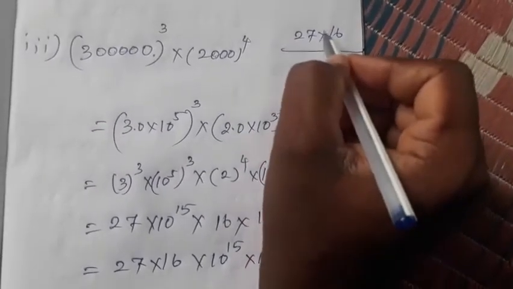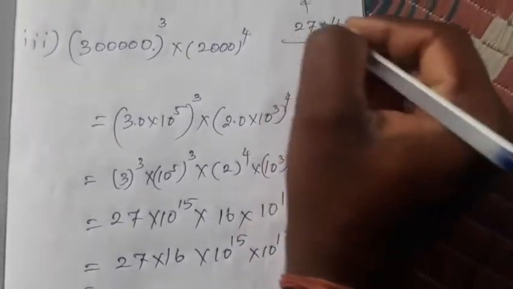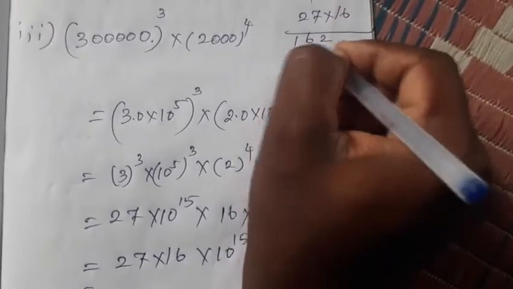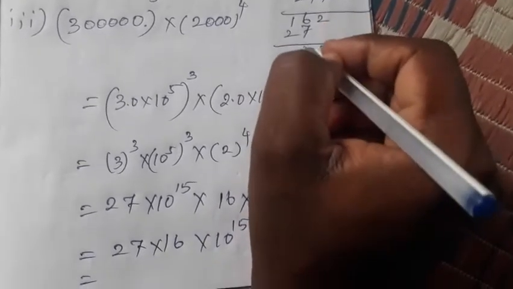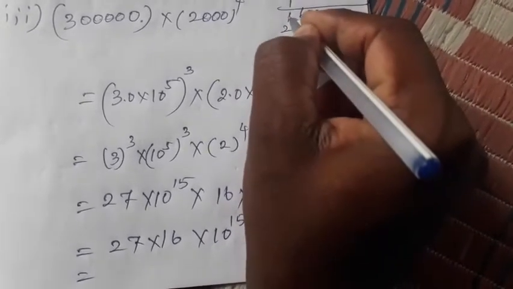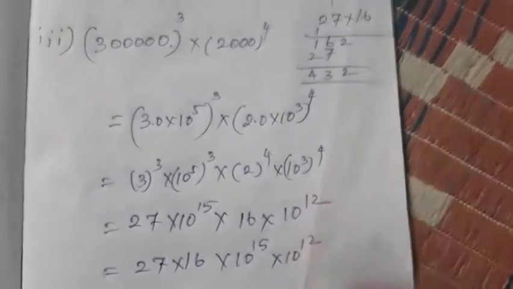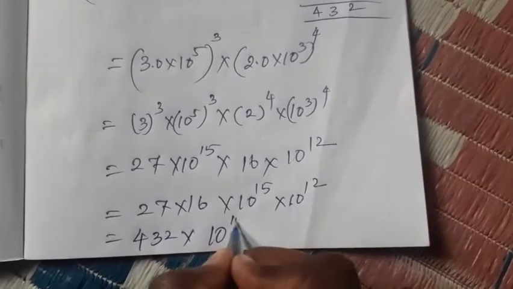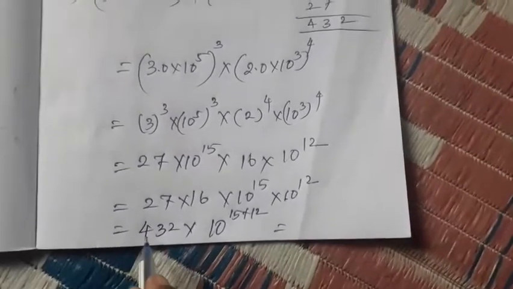See that. So 6 sevens are 42. Therefore put 2, remaining 4. 6 twos are 12. 12 plus 4 is 16. Next 1 into 7 is 7. 1 into 2 is 2, 27. Therefore here 2. 6 plus 7 is 13. Remaining 1. 1 plus 1 is 2. 2 plus 2 is 4. Therefore we can write 27 into 16 is 432 into 10 to the power. Yes, see that base common power we can add. Therefore 15 plus 12. So next one here 432.